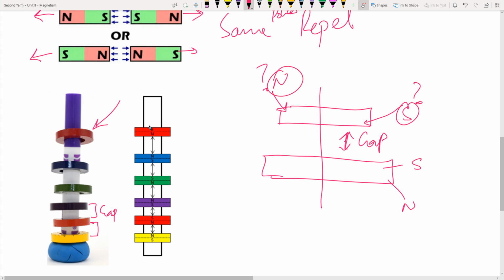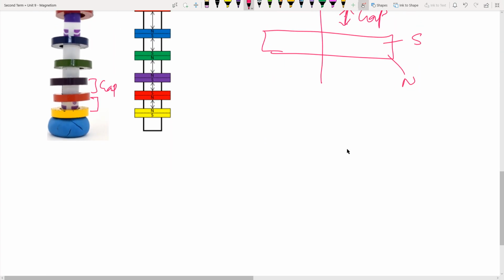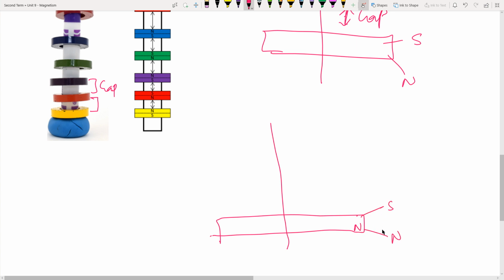So as you can see in this diagram, north-north they're repelling, south-south they're repelling. Now, a more complicated question could be there. Just to give an example, let's say there's a ring magnet. I say the upper part is south and the lower part is north, right? And the second magnet is fully attached to it.